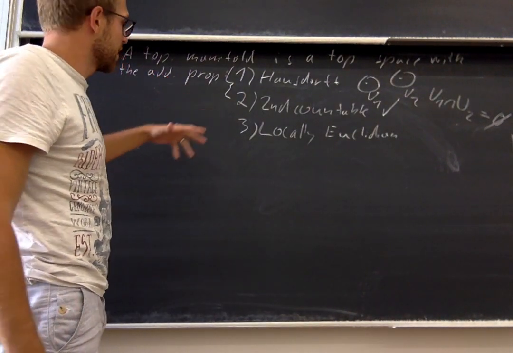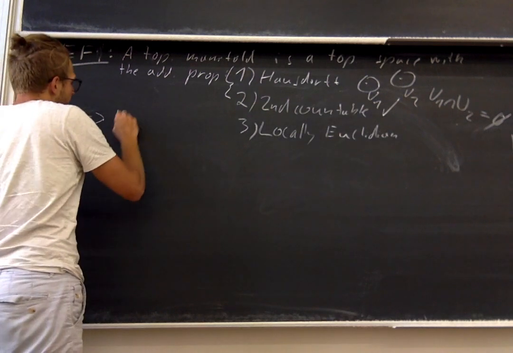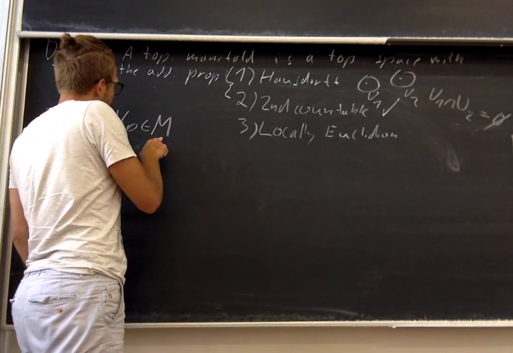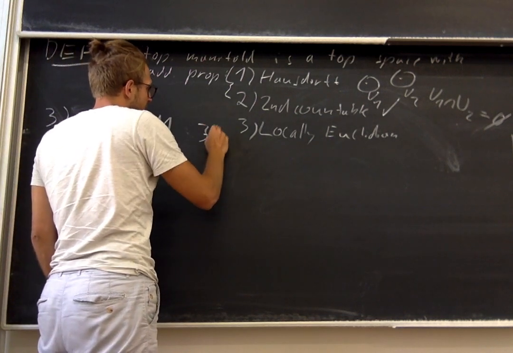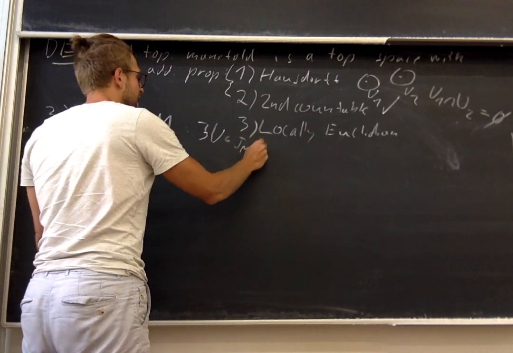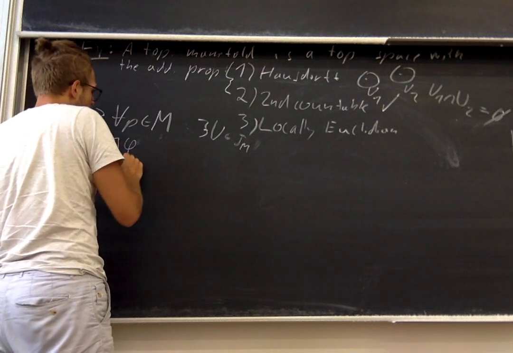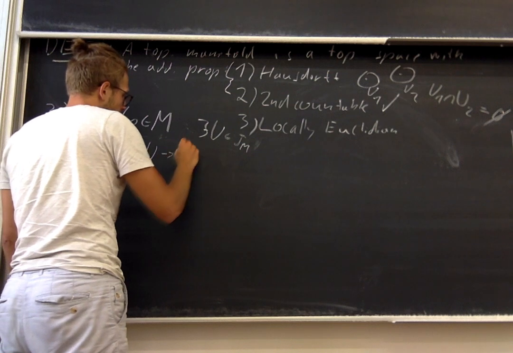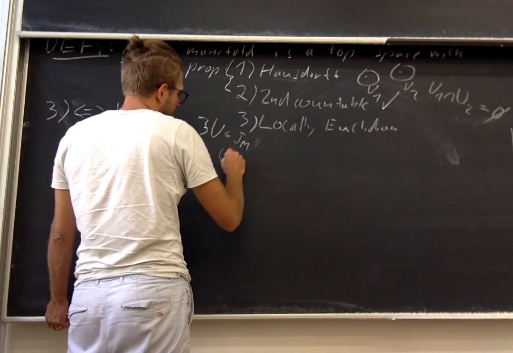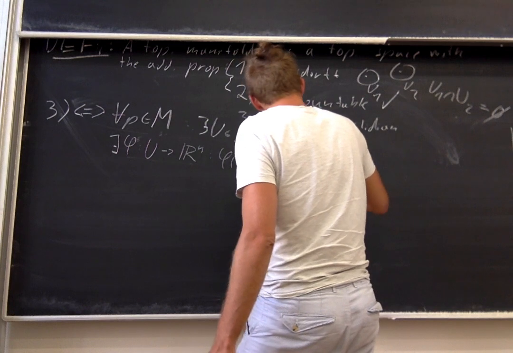So what locally Euclidean means, I'll write this down. Condition 3 means that for every p from M, let's call the topological manifold M, for every p from M, we find an open neighborhood U from tau M, and we find a homeomorphism phi from U to Rn, such that phi(U) is open.